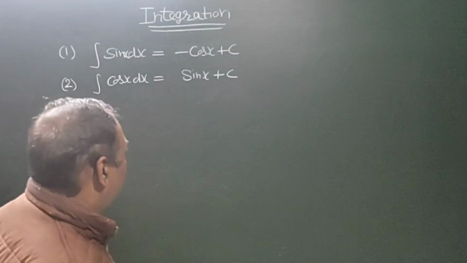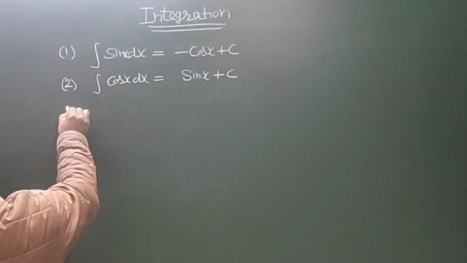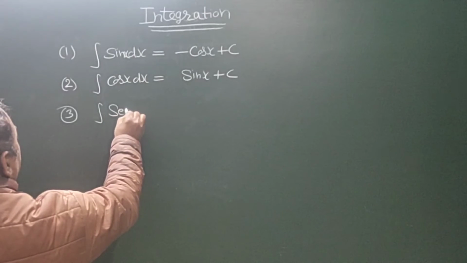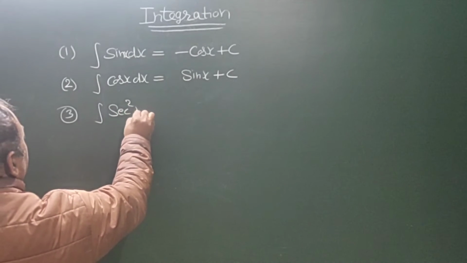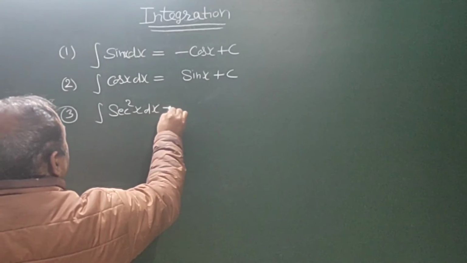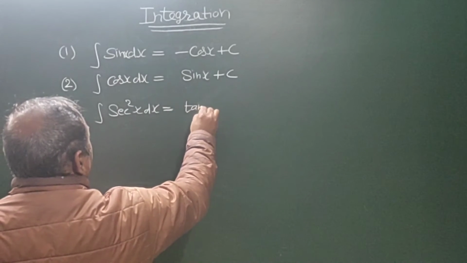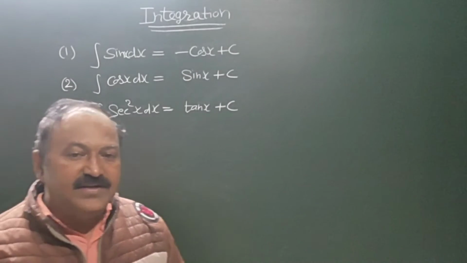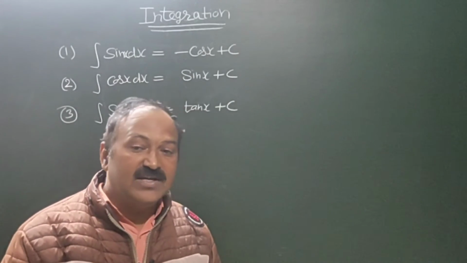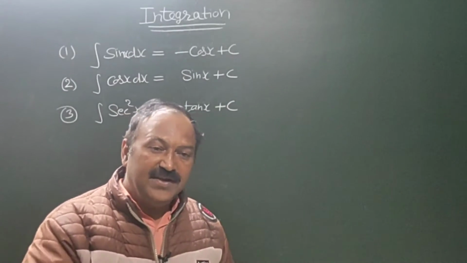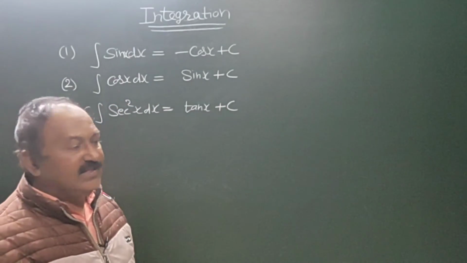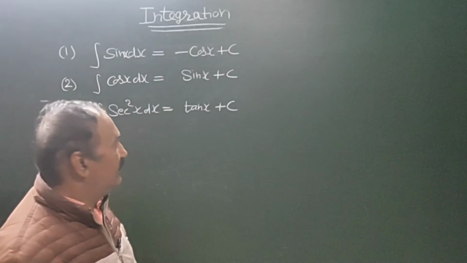Third is integration of secant square x into dx is equal to tan x plus c, because derivative of tan x is secant square x, therefore integration of secant square x is tan x plus c. That is the constant of integrations.